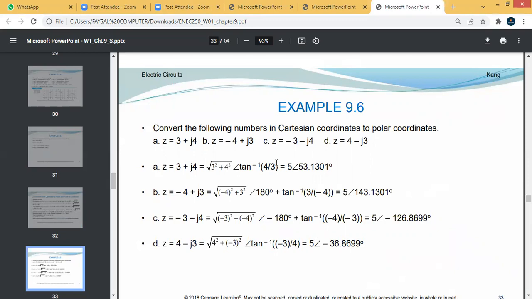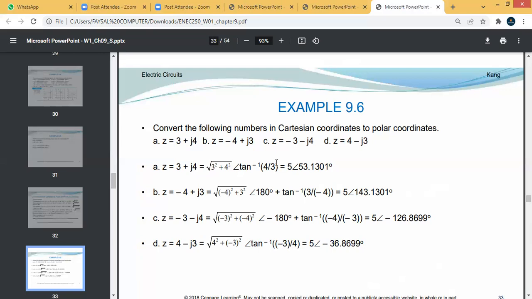Yes, you're right. Basically, in polar coordinates, there are two things. First is my magnitude, and second is my angle. So what is the magnitude? We have to find the magnitude by using a formula, and this formula is always the same: the Pythagorean theorem.